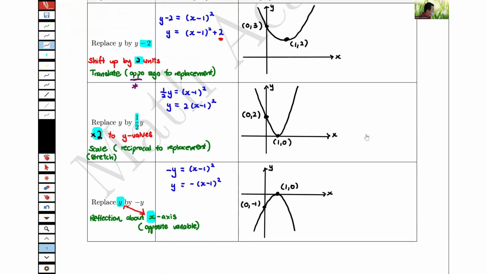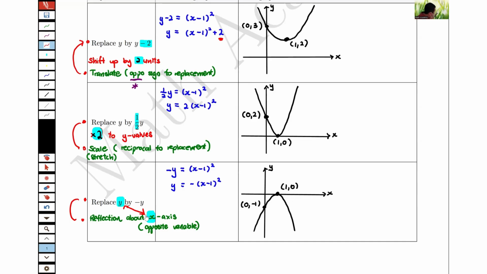Now, let me do a very quick summary. What is important here is we are going to learn these 3 things today: translation, scaling, reflection. Each of these, we call it a transformation. Every transformation is linked to one type of replacement. So every replacement, we must know what is the actual transformation. Replacement, transformation, replacement, transformation. There are only 3 types. Every transformation, make sure you know the replacement, if it's minus 2, the movement is plus 2. If it's half, the movement is times 2, reciprocal. If it's y replacement, it's x-axis reflection, opposite variable.